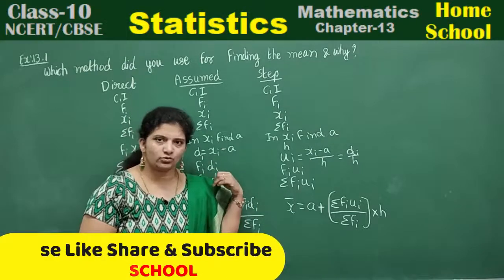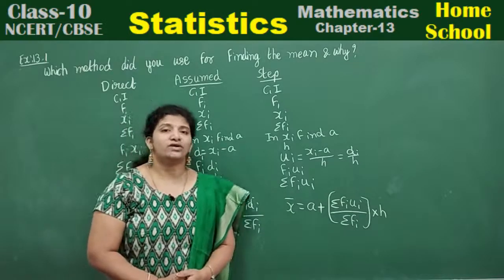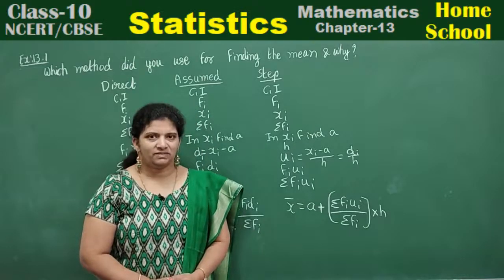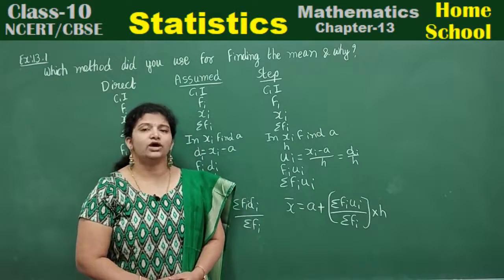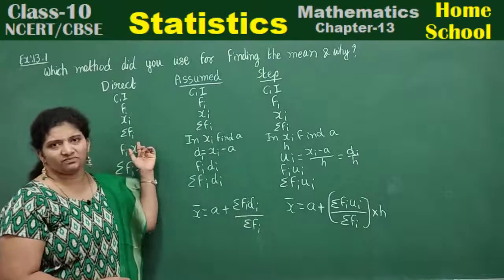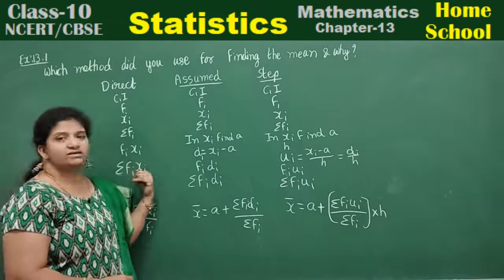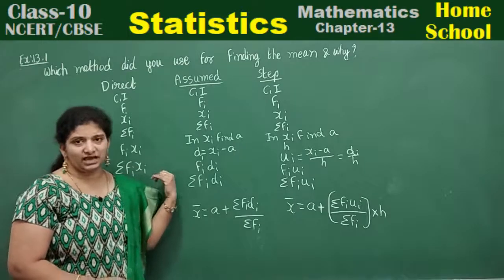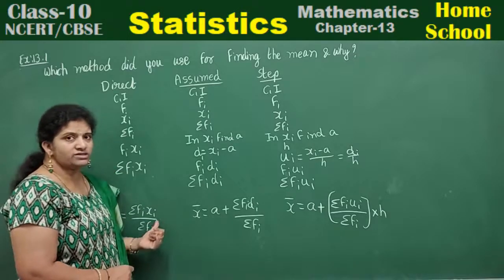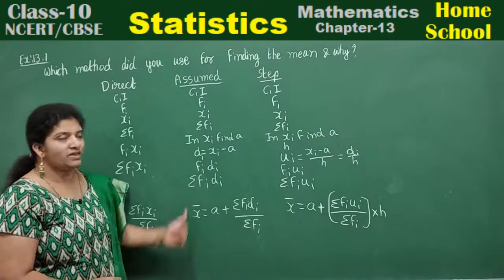So let's go through the steps once again. Direct method: class interval and frequency will be given. You are going to find xi. After finding xi, you are going to add all the frequencies, summation fi. Then fi xi, and then summation fi xi. Mean formula for the direct method: x bar is equal to summation fi xi by summation fi.